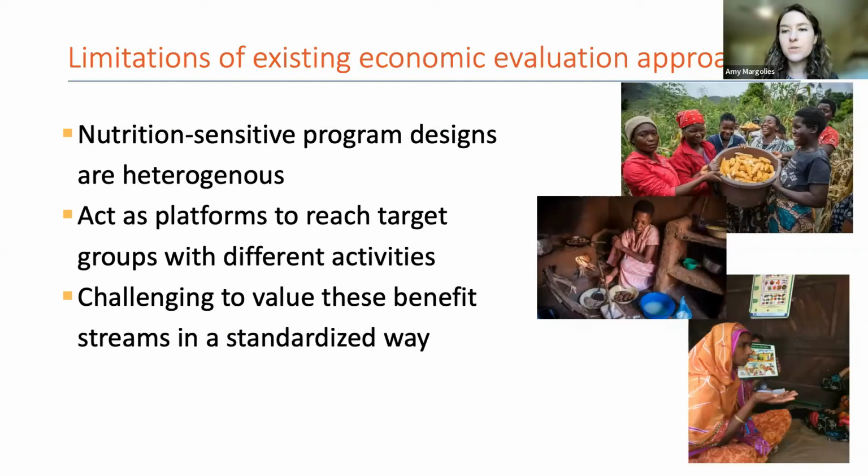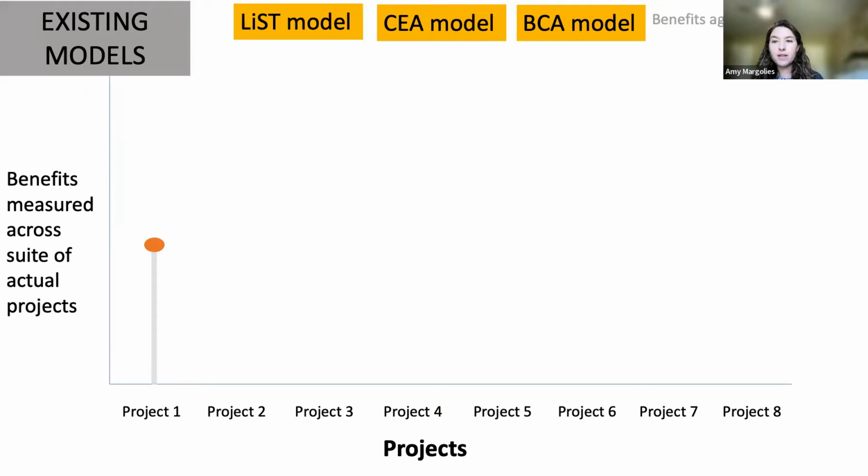The rationale behind this work is to address existing limitations of economic evaluation approaches. We know that nutrition-sensitive program designs are very diverse. These programs act as platforms to reach different target groups and have very different activities. So this presents a challenge to value those benefit streams in a standardized way. Current models to value benefits, such as the Live Save model, cost effectiveness, and cost benefit approaches, tend to rely on deaths or disability averted, and this is based primarily on stunting cases averted.